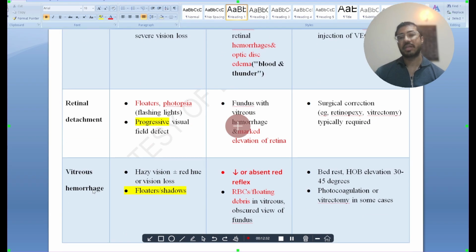So vitreous hemorrhage. The main target in vitreous hemorrhage is to stop the bleed. So you're gonna use vitrectomy or photocoagulation in order to stop the bleed. It's not an emergency situation, but yeah, still.